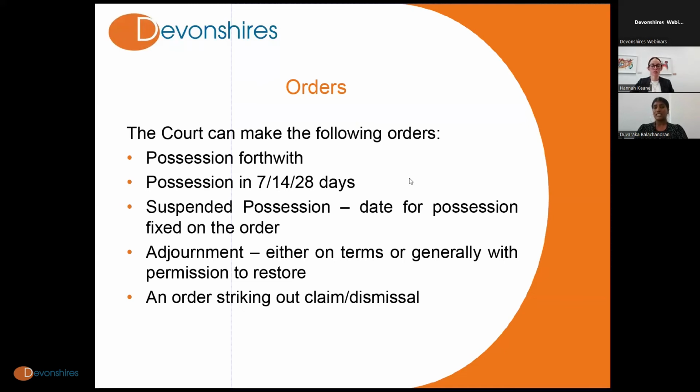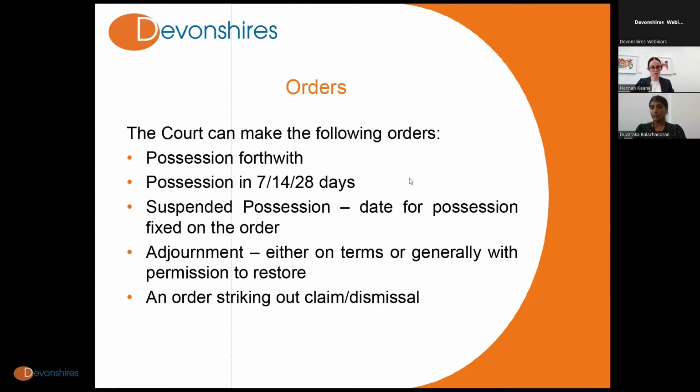The third option is a suspended possession, and this is where a specific date is provided on the suspended possession order, saying that a date of possession can be obtained on a later date. Again, there can be an adjournment, and judgment generally on terms, and this is normally on the current rent plus some arrears, and again, permission to restore as well at a later date.